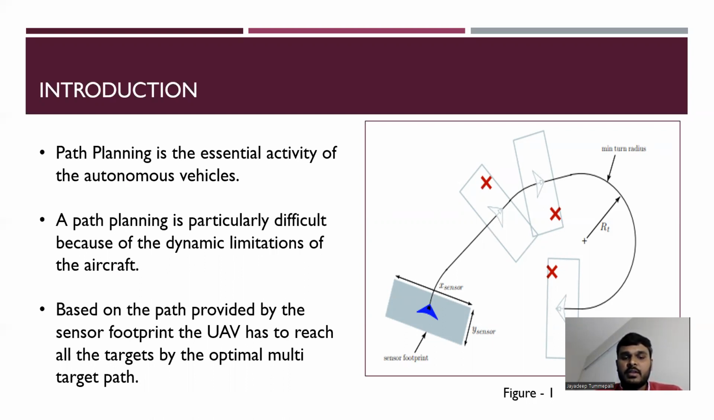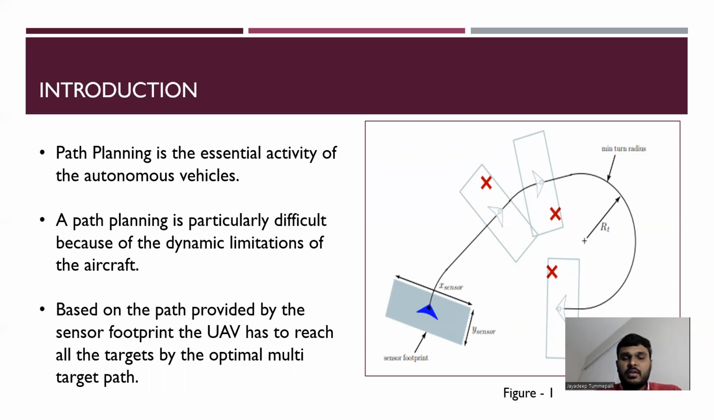In figure one, there is a motion sensor which shows the footprints to reach three targets. Based on the path provided by the sensor footprints, the UAV has to reach all the targets by the optimal multi-target path. The three targets need to be reached by the UAV, which includes the path segments from one target to another, and we also need to take into consideration the dynamic limitations of the aircraft.